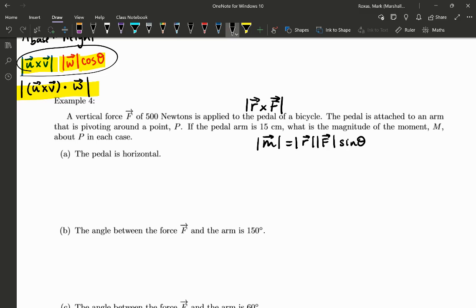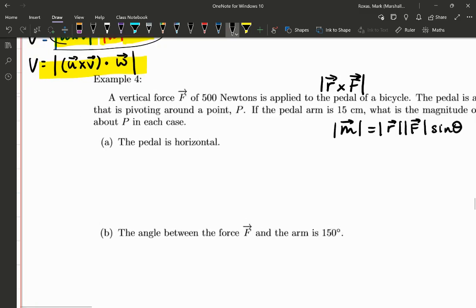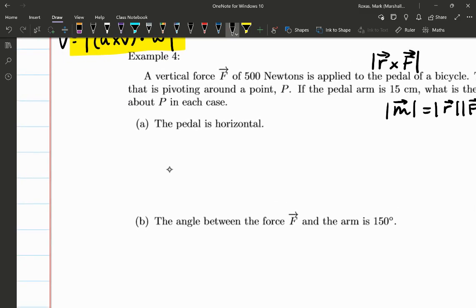There are three different cases here. If we look at the first case where the pedal is horizontal, you have to draw this out a little bit. Here the pedal is acting directly on the wheel, so you have a little arm there, and you have a pedal on the bicycle. It's represented by that.